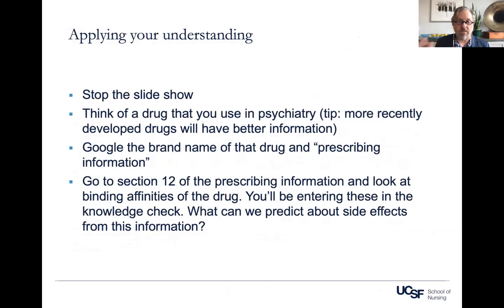So I'm going to have you go ahead and stop the slideshow, and I want you to go and Google, think of a drug that you use. It's preferable to use a more contemporary drug because you'll find more information. Say vortioxetine, and specifically the words prescribing information. What you should find is the FDA label for that drug. It's going to be lots of fine print, and you want to go to section 12 and look at the binding affinities of the drug. We're going to be using that information for an exercise later. But you can go ahead and apply this information now and stop this presentation.